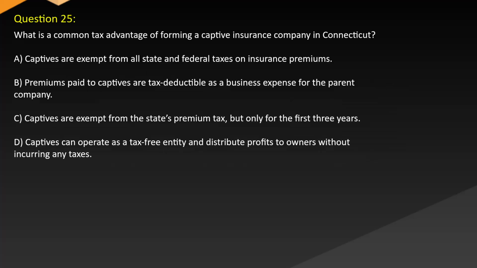Question 25. What is a common tax advantage of forming a captive insurance company in Connecticut? A. Captives are exempt from all state and federal taxes on insurance premiums. B. Premiums paid to captives are tax deductible as a business expense for the parent company. C. Captives are exempt from the state's premium tax, but only for the first 3 years. D. Captives can operate as a tax-free entity and distribute profits to owners without incurring any taxes.